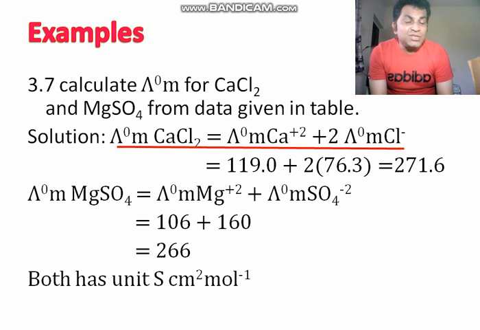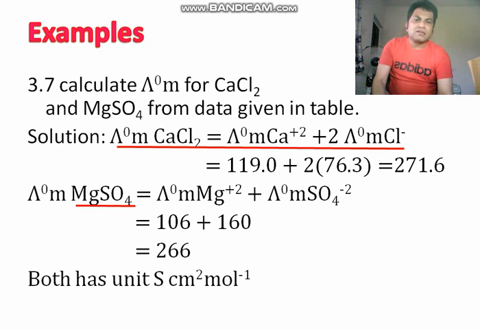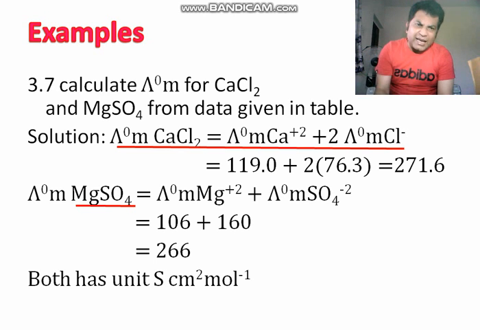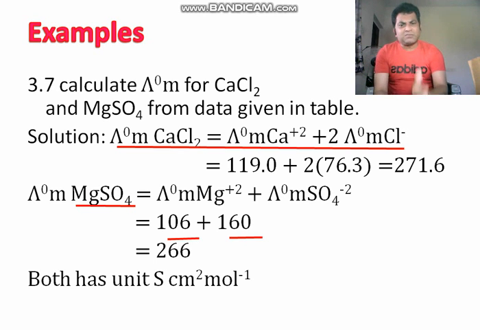Same thing, MgSO4, Mg plus 2 and SO4 minus 2. Here no need to panic because both are the same ions. So we will not panic here and we will put the value directly. Again we will see in the table the value of Mg 106 and SO4 is 160, and the total answer will be these; both have the unit as cm square mole inverse.